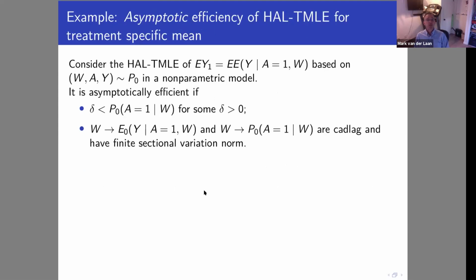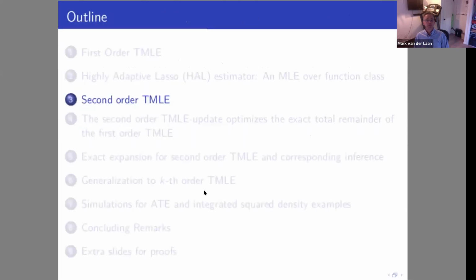For the treatment-specific mean, we can now make the claim that if we use TMLE and use as initial estimator highly adaptive lasso for the propensity score and the outcome regression, and we just assume the positivity assumption, right, that at least we have support for this parameter, then all we need is that these outcome regressions and these propensity scores are cadlag functions, which is just, they can even have jumps. They just have to be right continuous, with left limits, and they need to have finite variation norm. And then the estimator is asymptotically efficient.